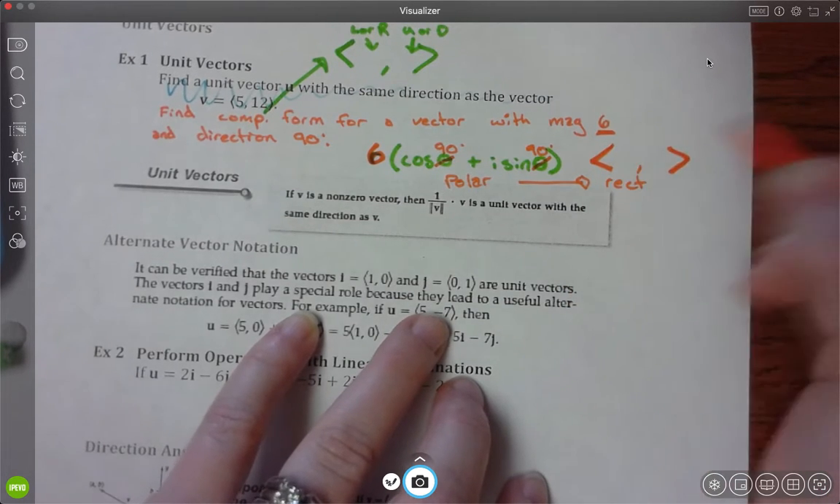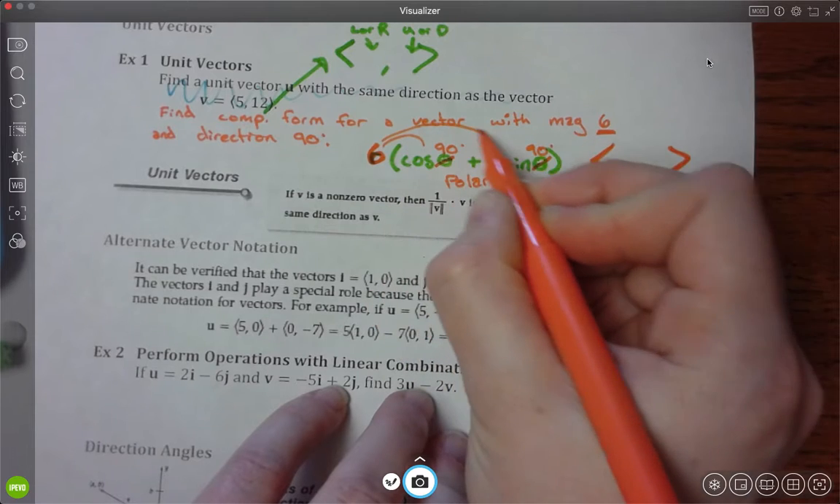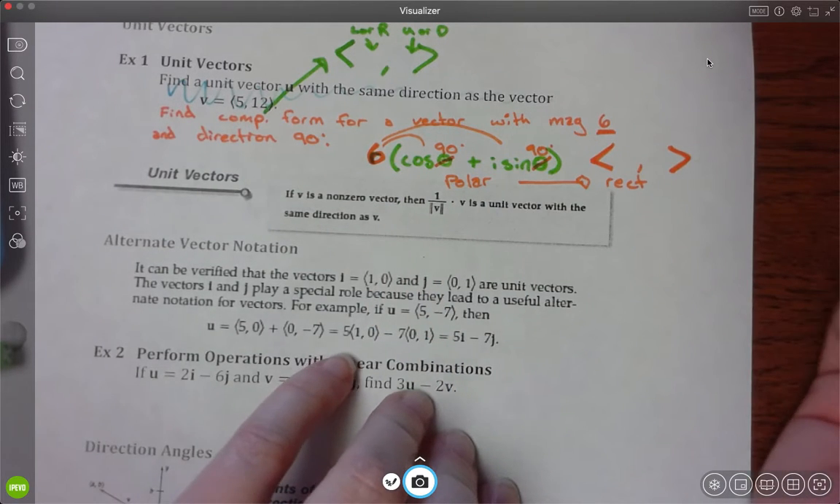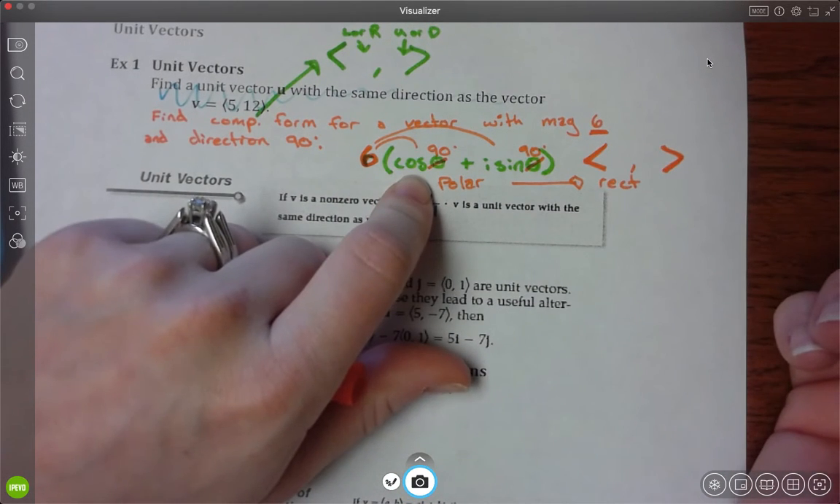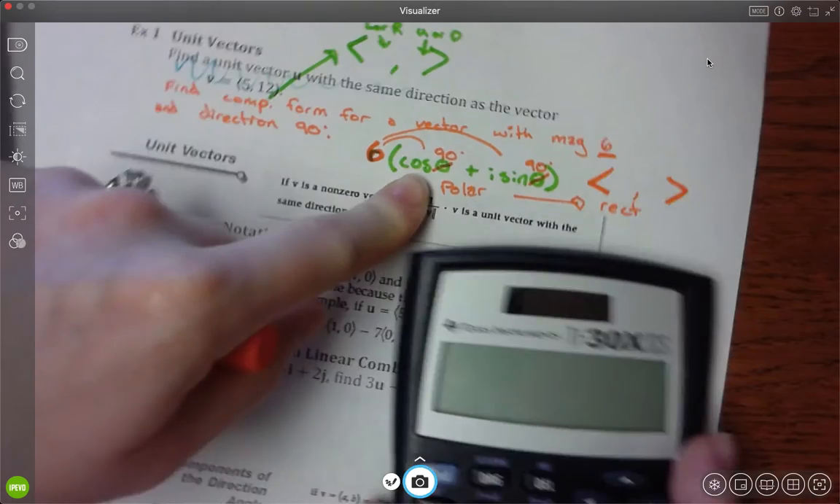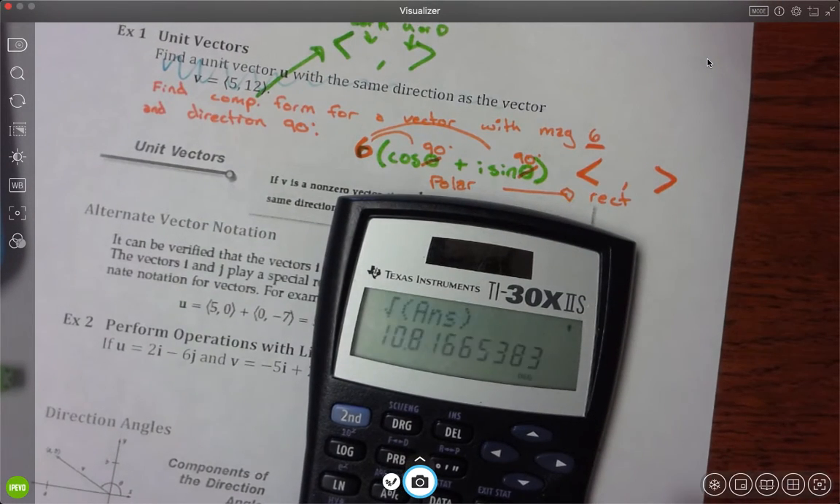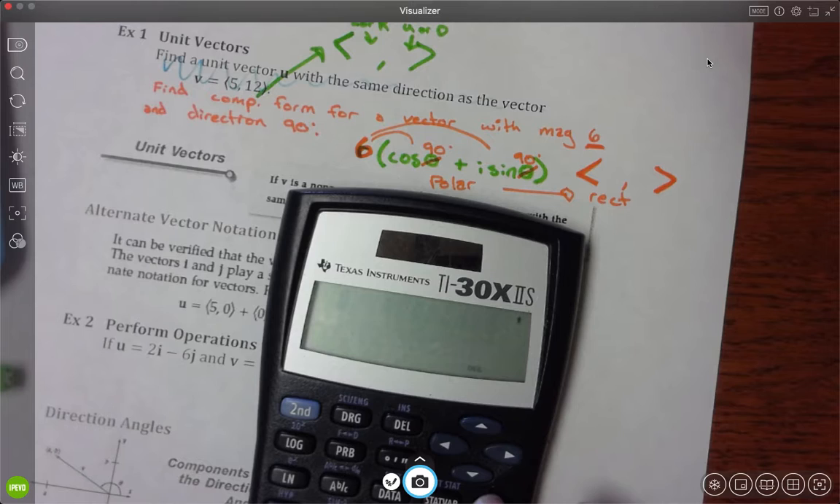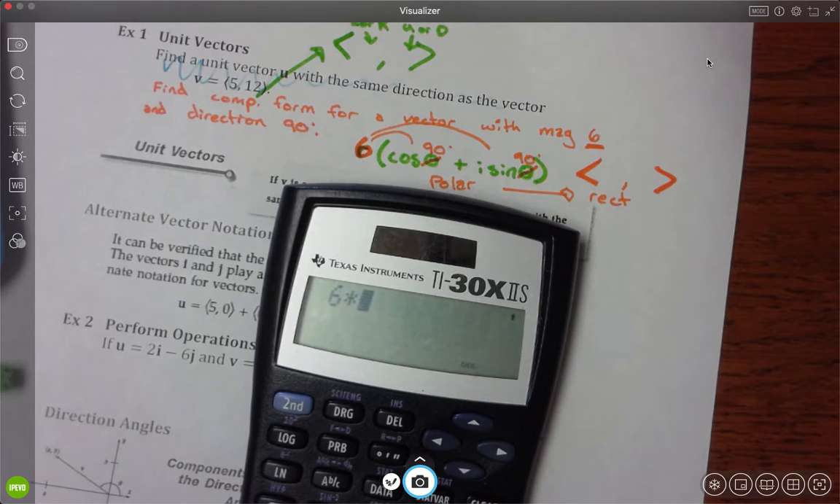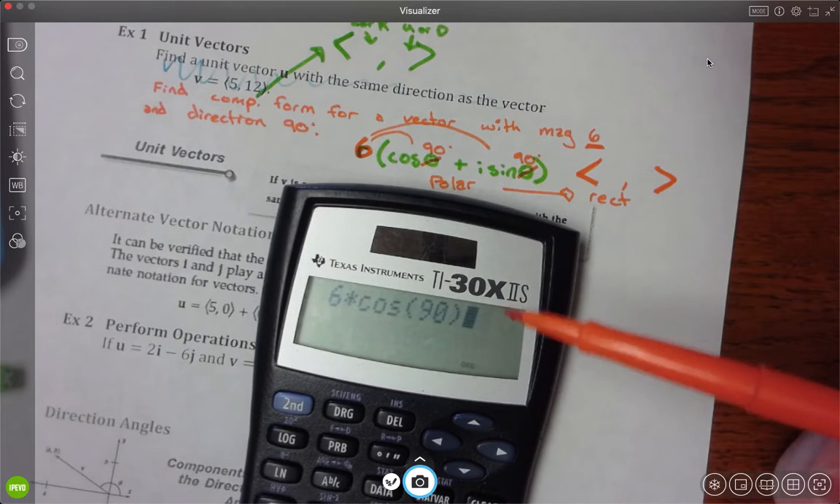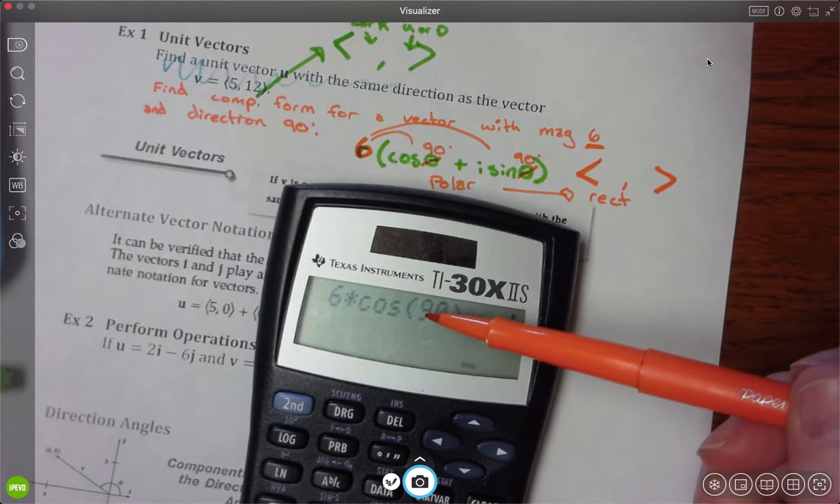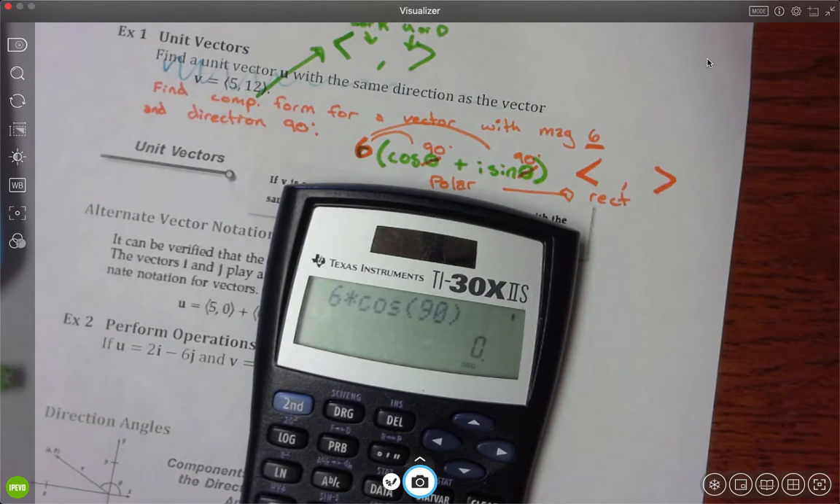Okay, so if I take this 6 and I distribute it through, 6 times cosine of 90 degrees, all right, if I do that in my calculator, or you might be able to do this in your head, 6 times cosine of 90 degrees. Okay, think about what cosine of 90 degrees is. Cosine of 90 is going to be 0, and 0 times 6 is going to be 0 also.